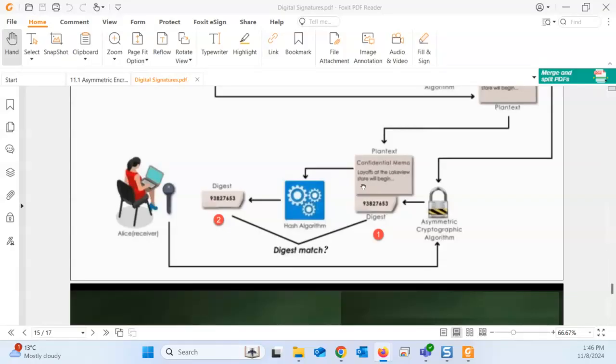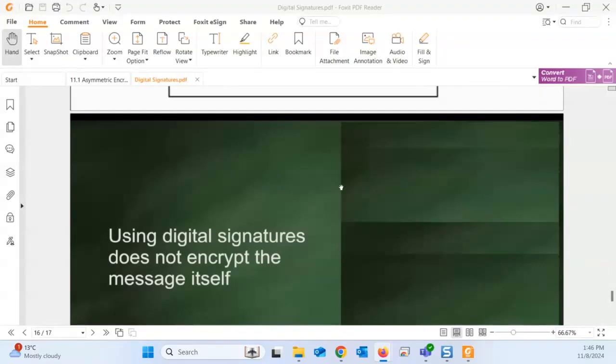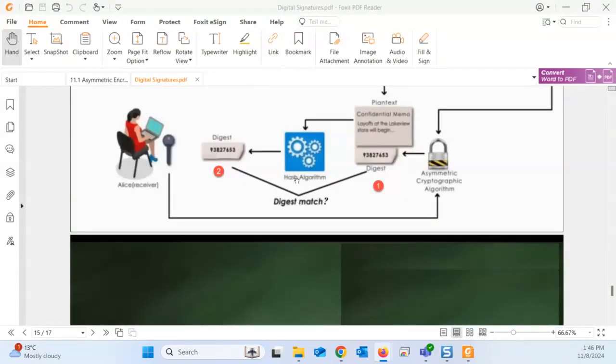So both will match, and she sees that both the digest and the encrypted hash that was generated are the same, and that makes her believe that the message is actually from whom? From Bob. So the message is not changed, and it is actually the same message, because even if the smallest dot is changed in the text file, the digest will not be the same.